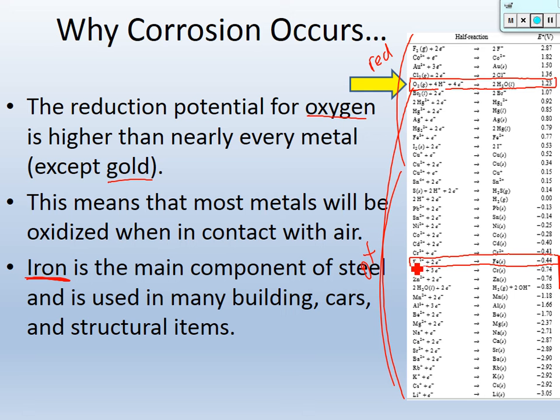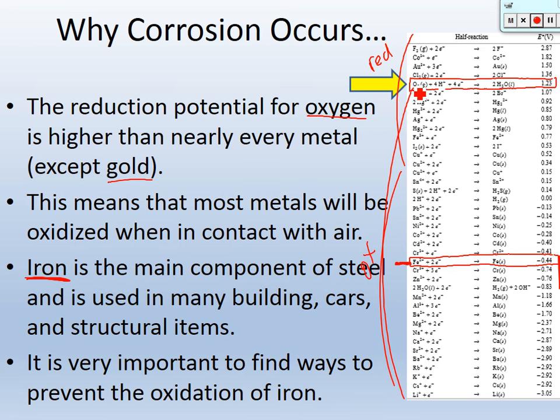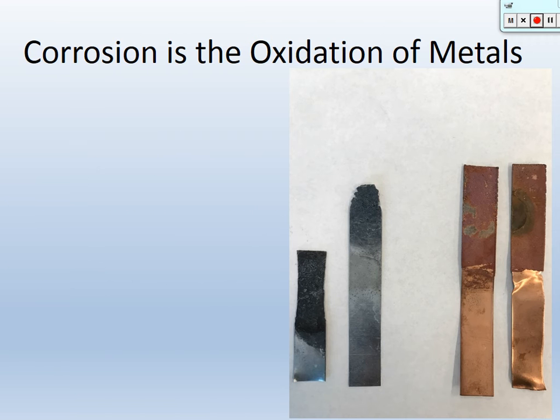If most things are made of iron, is iron going to be oxidized by the oxygen in the air? Yeah. It will. And that's a huge problem because most of the things that we have are made of iron. So it's very important to find ways to prevent the oxidation of iron. And there's a few ways to do that. We're going to talk about them now.